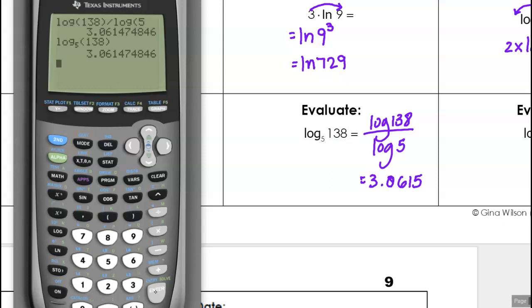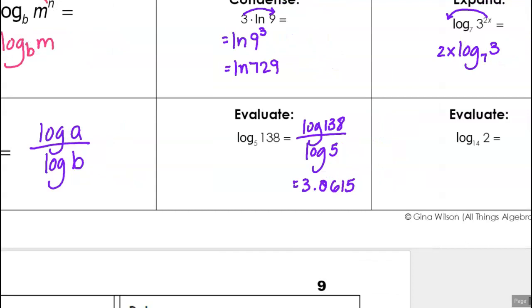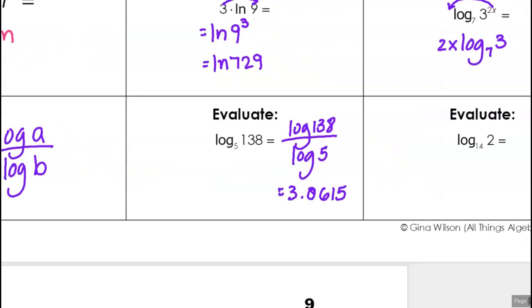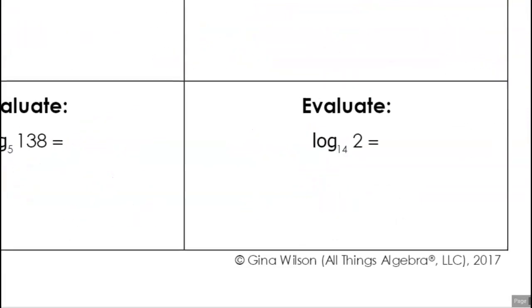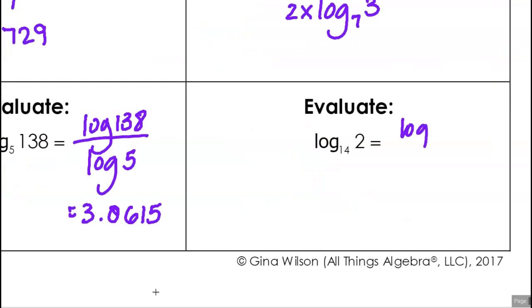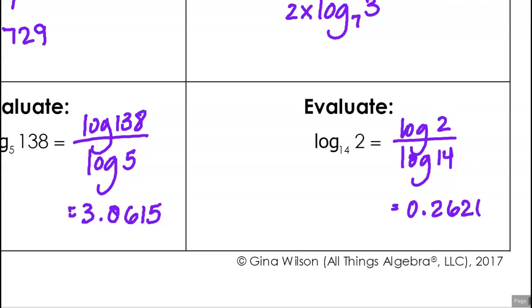I believe that Desmos also allows you to use logs of different bases. So same thing here, just really quickly, I'm not even going to put it in the calculator, but you would do log of 2 over log 14. Then you would get 0.26. Okay.